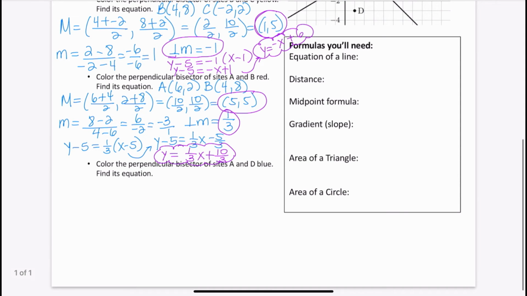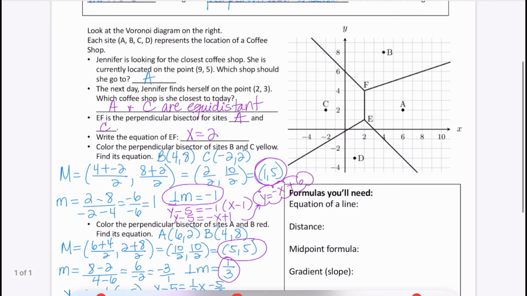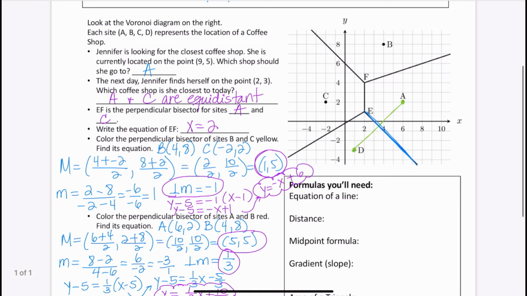Last but not least, we're going to do the same thing with sides A and D. We're looking for the perpendicular bisector and we're going to shade it blue. Here's A, here's D. If I connect A and D, I'm looking for the perpendicular bisector to shade in blue. Therefore, this is right here, the perpendicular bisector. I'm going to have to figure out the slope and then find the negative reciprocal. And I'm going to have to find the midpoint of A and D.